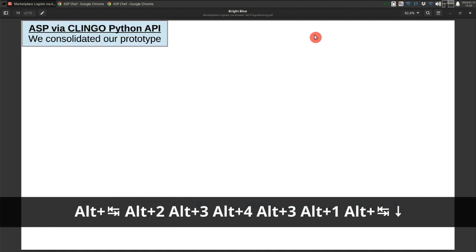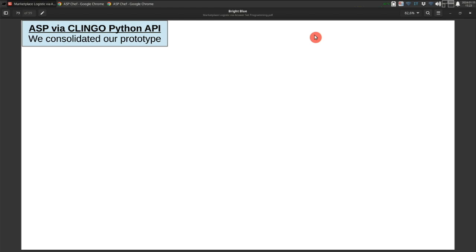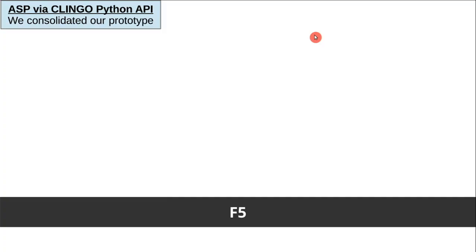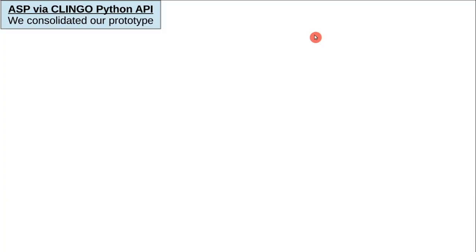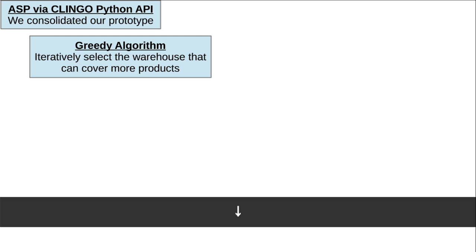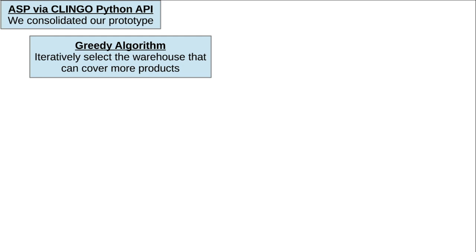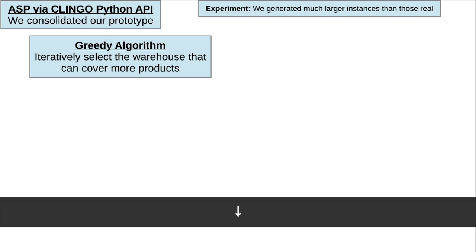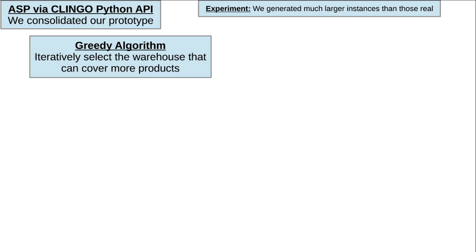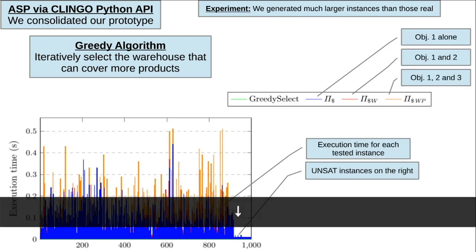Now, what we have done at some point, we said, okay, let's have a real implementation now, because this runs on the browser with an overhead and so on. Now we want something running fast. We consolidated the implementation with the Clingo Python API. We compared with the greedy algorithm that was essentially, at every iteration, selecting the warehouse that was providing more products. It's a reasonable heuristic. Then we said, okay, let's generate instances that can be challenging, because those that we were having were too easy. And this is the result, okay?